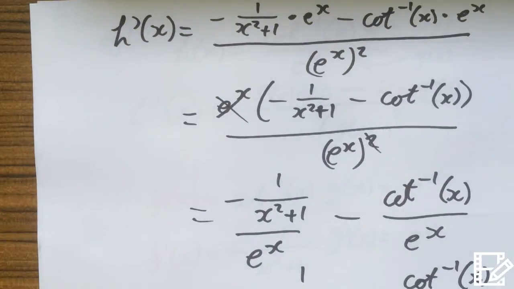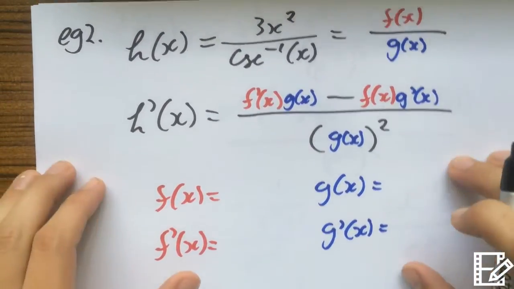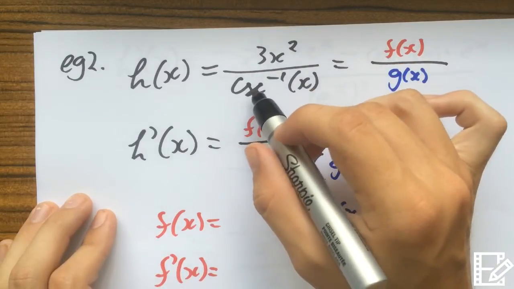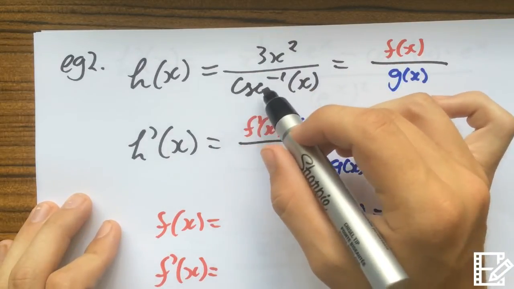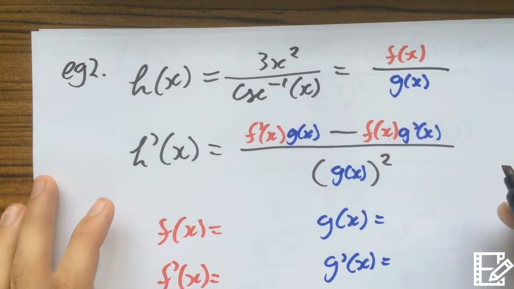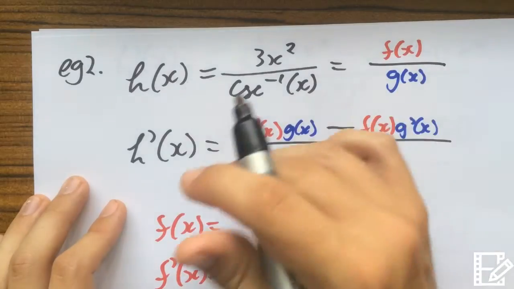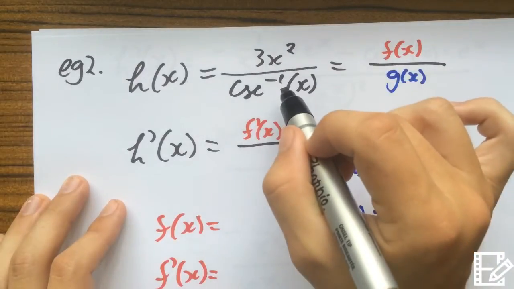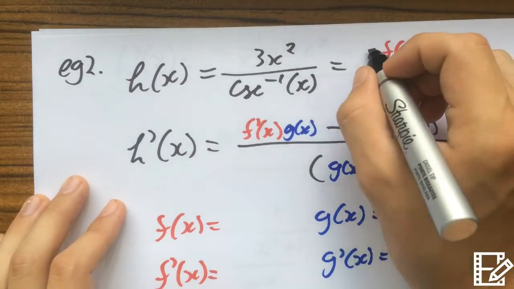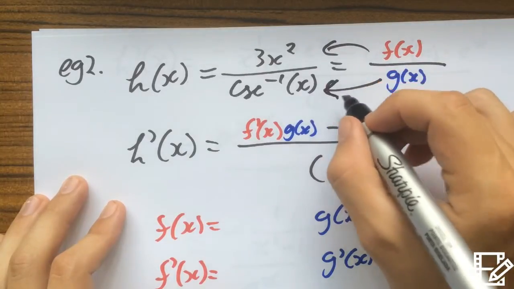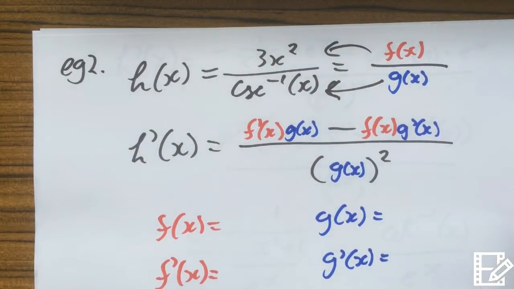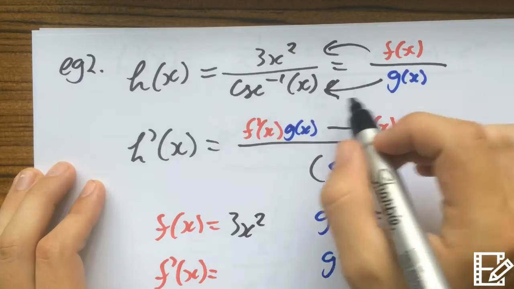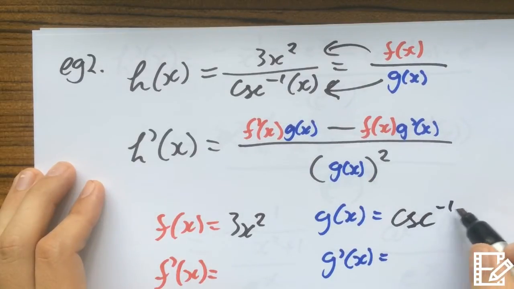So I'll get the second example out. That is 3x squared all over the inverse of cosec of x, or cosecant of x. That equals f over g of x, because I said it does, but we have a function over another function. Therefore, if we make these equal each other, it won't affect anything. It'll just make it easier for us to solve. So we're going to call f(x) 3x squared, and we're going to call g(x) the inverse of cosec of x.